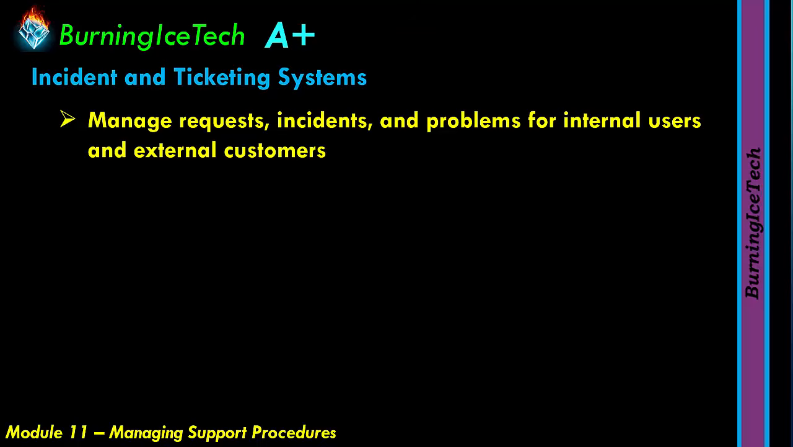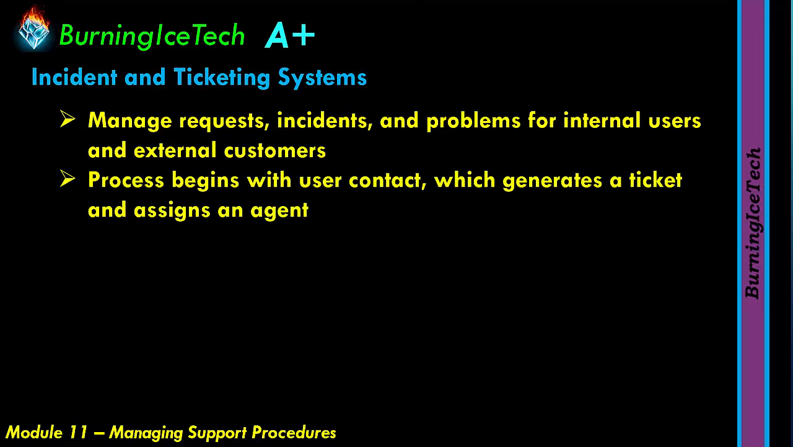So this incident and ticketing system, guys, is a process which begins with the user contact, which generates a ticket and assigns it possibly to an agent. The user will have to start the process. They'll have to open a ticketing system. It's sometimes a website of some kind. They'll have to give a brief description of their problem, like I said earlier. And once they log this ticket, it'll often send them a mail or a message with a ticket number or a reference number.